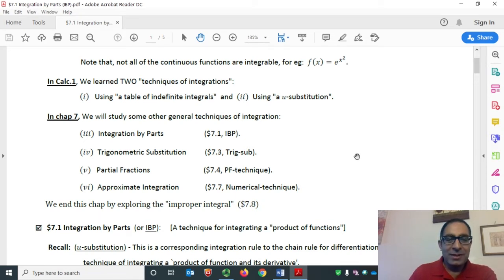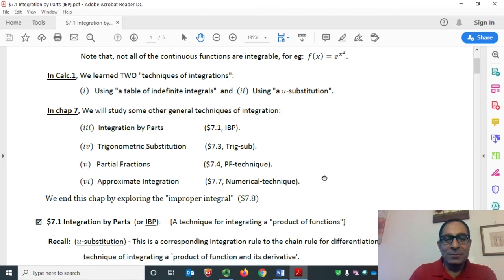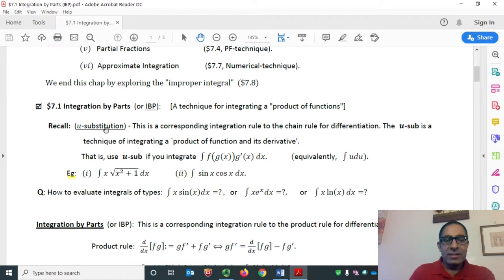So now let me start the integration by parts technique. Let me scroll down. Integration by parts, or in short form IBP, is a technique for integrating a product of functions. Before that, let me start with recalling u substitution.